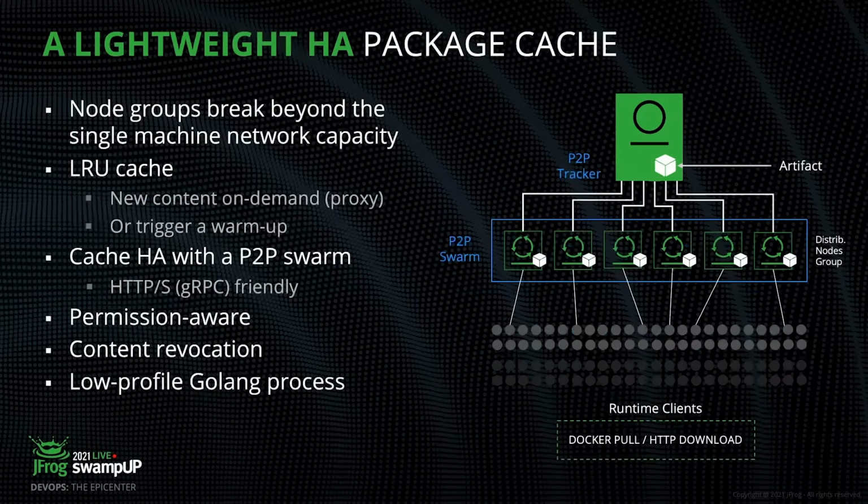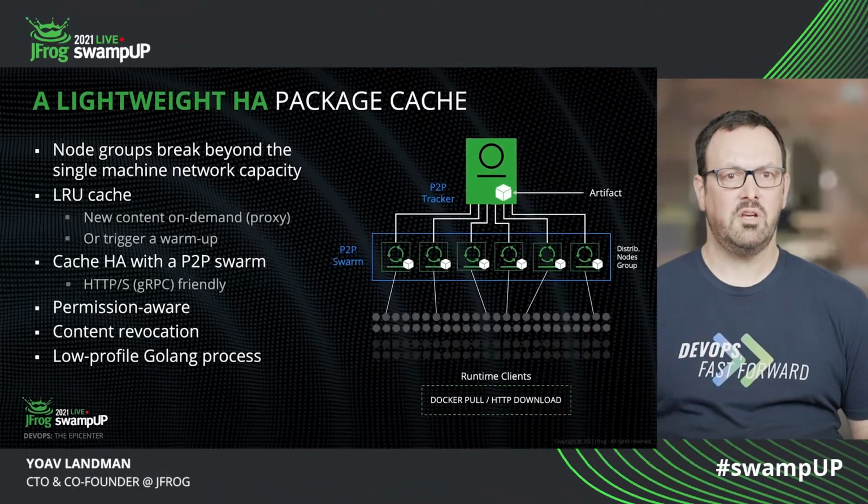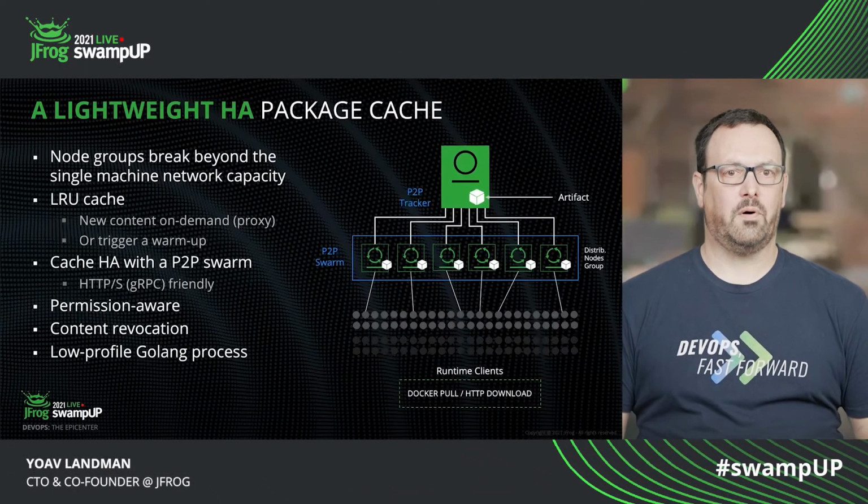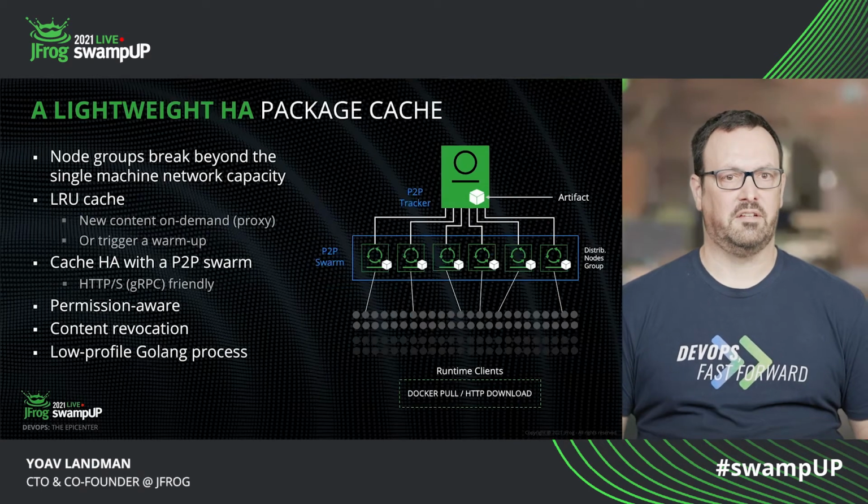So to give you some more details about how all this works. Every PDN node is like a lightweight remote cache. And we arrange nodes in groups in order to break beyond the single machine network capacity. We maintain an LRU cache in every node or in the group level. And the way to populate it is either on demand as a proxy, like you're used to with remote repositories and such, or you can trigger a warm-up on demand. More on that in a second.